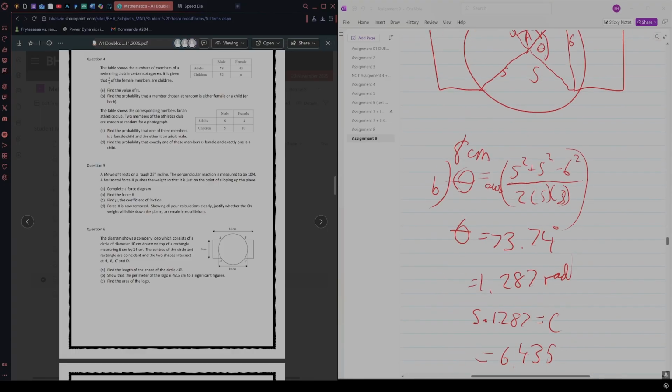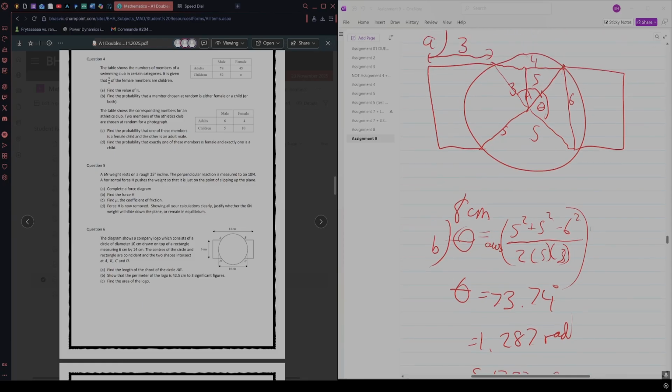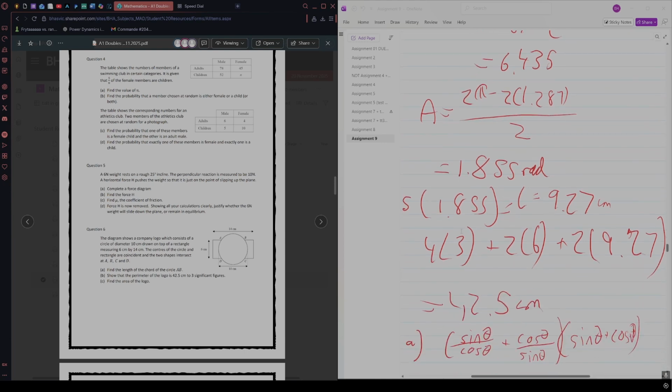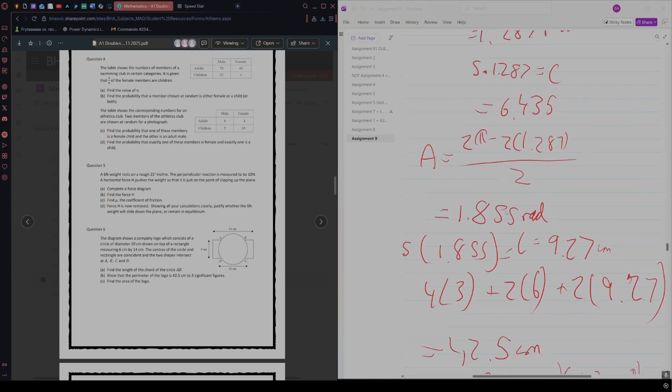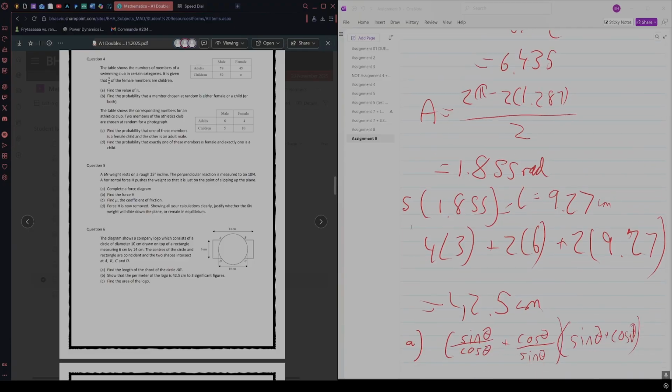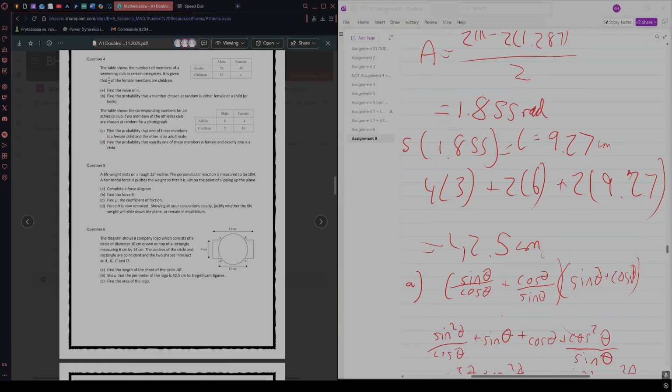Part B. This is reverse cosine rule. This is perimeter. So firstly, I did reverse cosine rule to find the angle, and then L equals R theta, and found the arc lengths, and then added all of them together. I actually didn't need to find this arc length. We found the arc length of the top bit here, then added on all the lengths, and that gives you your answer.